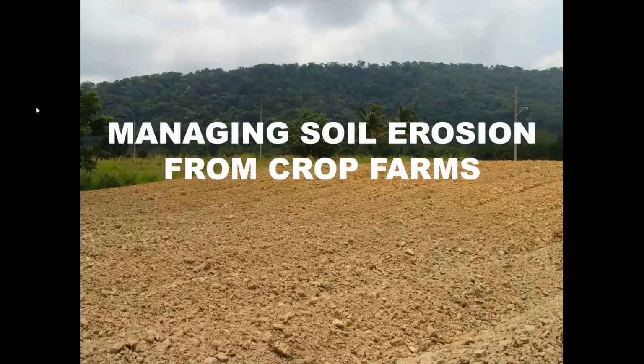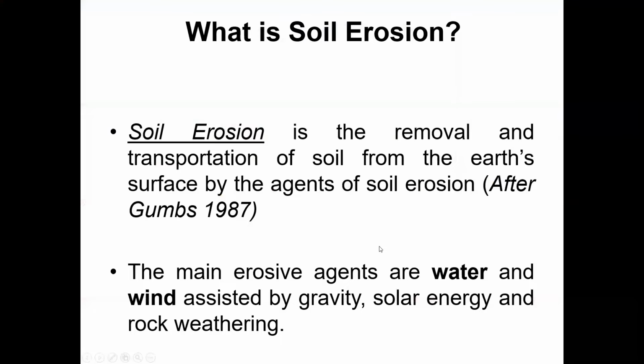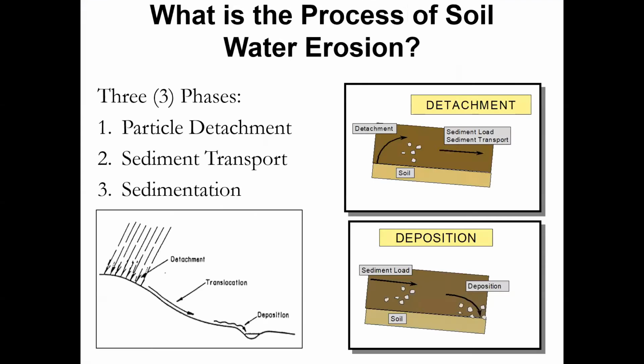Managing soil erosion from croplands. The first thing we need to ask ourselves is, what is soil erosion? Soil erosion is the removal and transportation of soil from the Earth's surface by the agents of soil erosion. In this case, the agents being water and wind, which is assisted by gravity, solar energy, and rock weathering.